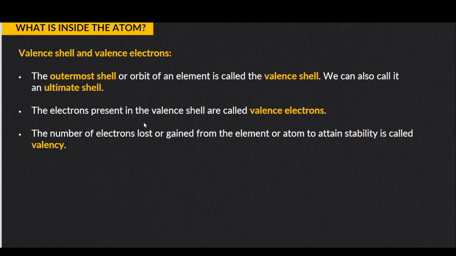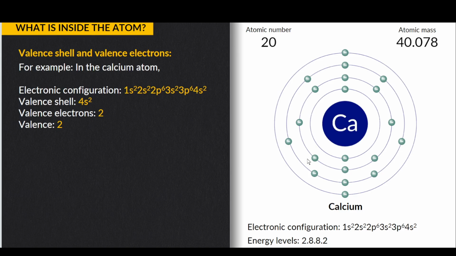The electrons present in the valence shell are called valence electrons, in that outermost shell. So the number of electrons lost or gained by an element or atom to attain stability is called valency, because in the outermost shell it can lose electrons, or it can gain electrons, which is basically valency. So this is a calcium atom. This is the nucleus, and the outermost means this one, this shell. These are electrons, and in the outermost, as you can see, there are two electrons, one and two. So the valence electrons are two.